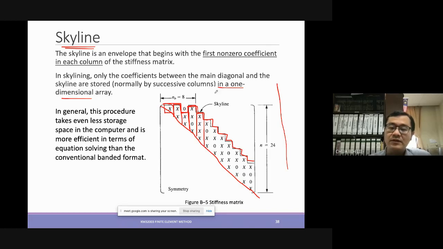They will store this at the top, then the next one, from here, continue. So this one continues, so it will form one row of the summation of all these Skyline numbers. So this is how they can form another way of compressing the matrix and solve the equations simultaneously later on.